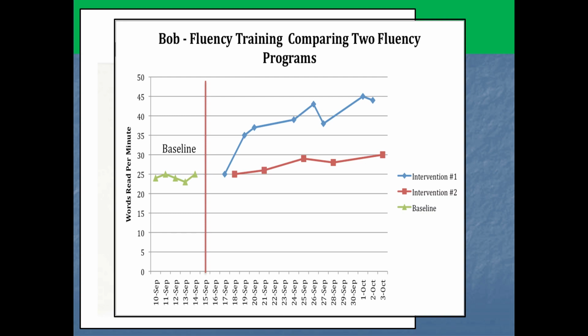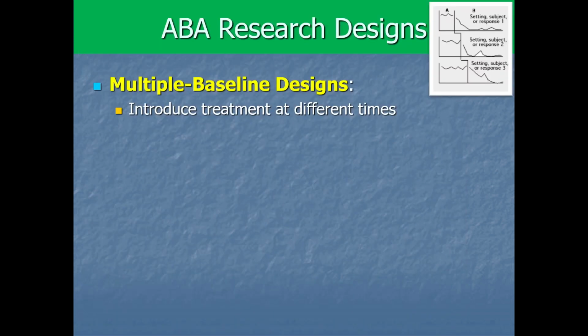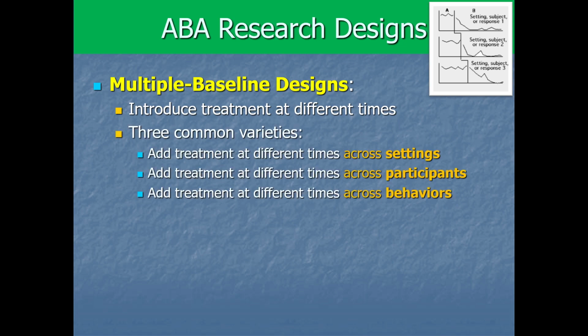So there is a different class of research design that's even more popular in ABA studies, and these are all called multiple baseline designs. So multiple baseline designs are research designs that introduce the treatment at different times as a kind of fancy way of determining whether the treatment works. So we're just using one treatment here, one intervention that we have in mind, but we're going to try it at different times. There are 3 common varieties that we'll talk about.